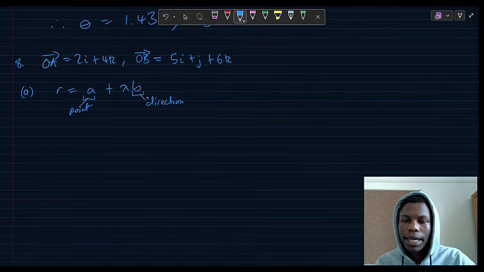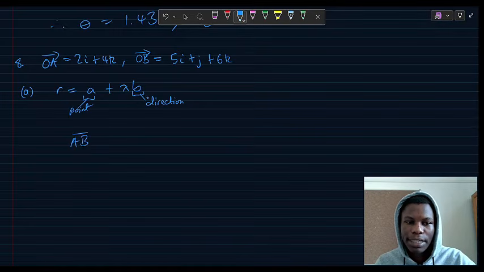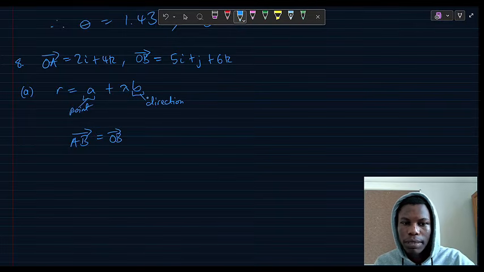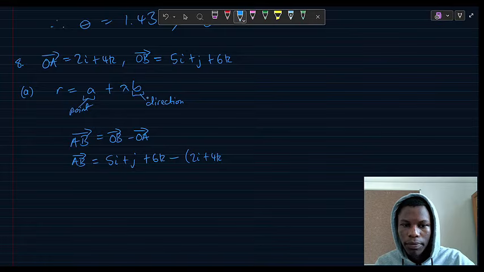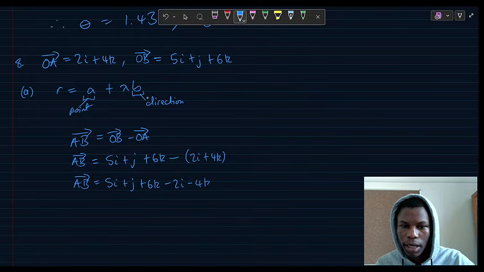So in this case, our line is passing through the points A and B, so I can use AB as my direction vector. So we need to find what AB is. AB is going to be OB minus OA, and AB is equal to OB, which is 5i plus j plus 6k, minus OA, so minus the 2i plus 4k. So AB is equal to 5i plus j plus 6k. Expand the bracket, so minus 2i minus 4k.